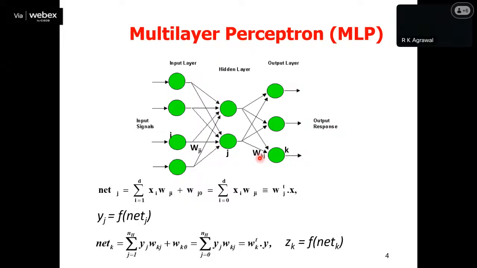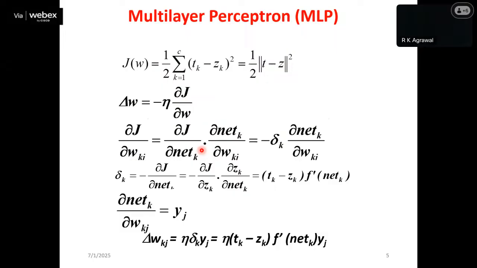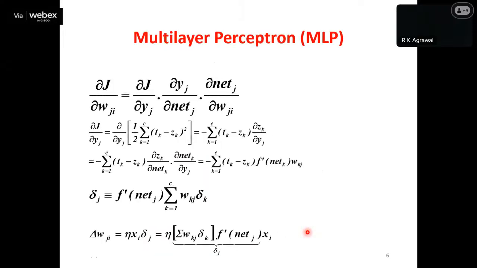And what will be delta WKJ? Simple: minus eta del J by del WKJ. Similarly, by how much amount do you change WJI? That is delta WJI. This amount is minus eta del J by del WJI. I won't go into the mathematical details. You can simply take the derivative and find out that delta WKJ is equal to this and delta WJI is equal to this.